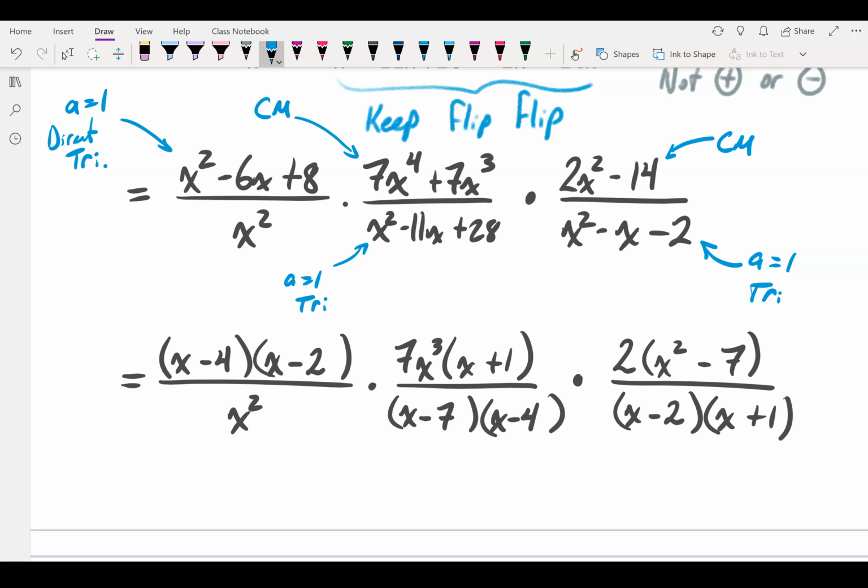Let's do it. X minus 4, I see it here and here. X minus 2, here and here. 7, I don't see a 7 anywhere. I'm going to mix the 7 and 2 later though. What about x cubed? Well, I have 3 on top, 2 on bottom. I can cancel 2 of them, cancel both of them on bottom. What about x plus 1? X plus 1 on top and bottom. And let's see, anything else?